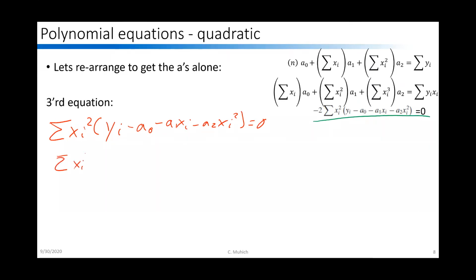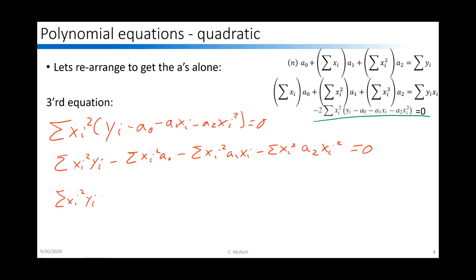I have xi squared yi minus some xi squared a0 minus some xi squared a1 xi minus some xi squared a2 xi squared. All this equals 0. So now I'm going to pull these down and pull out each individual xi.